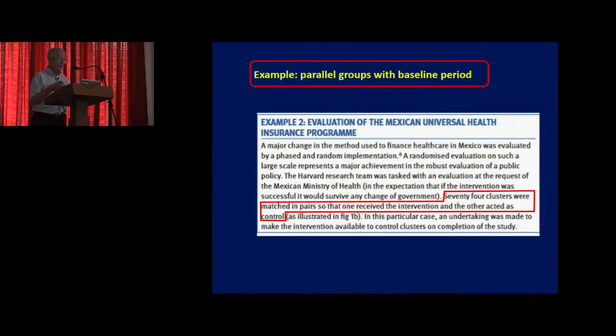I don't remember offhand what the matching was on, but it was presumably to make the areas where they had the interventions comparable. So they might be, for example, urban, rural, or certain demographics that you would try and pair up so that they're comparable as you introduce the intervention.